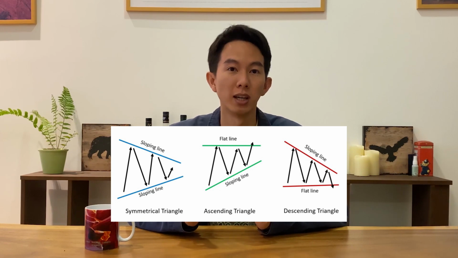As prices get squeezed towards the tip of the triangle, prices will be forced to break out of the pattern, and the direction it takes will depend on the type of triangle. As I mentioned before, there are three main varieties of triangles, namely the ascending triangle, the descending triangle, and the symmetrical triangle, and we will be going through each one in more detail later on.